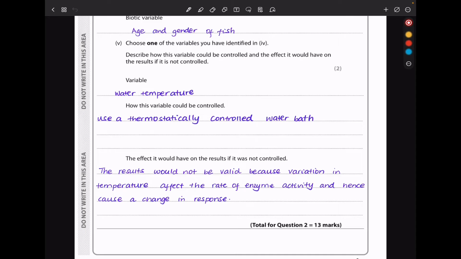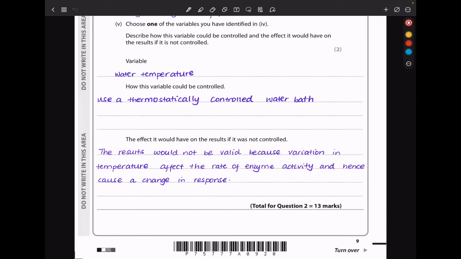And in this case, meaning if the temperature rose beyond the optimum, then the enzymes are not going to function properly, and so the process is going to be affected. Or if the temperature is too low, then there will be low kinetic energy, and so the rate is also going to be affected. So I said this is going to affect the rate of enzyme activity and hence cause a change in the response. And this could be maybe slowing down the response or increasing the response if the temperature is increased closer to the optimum. So this brings us to the end of question 2.